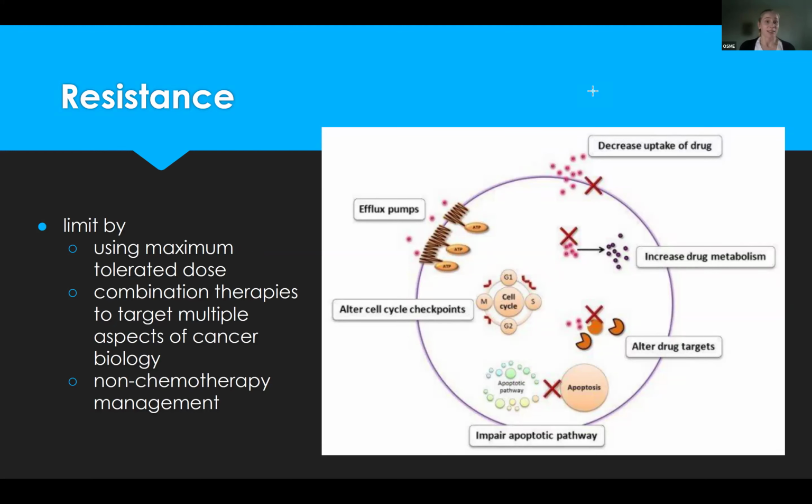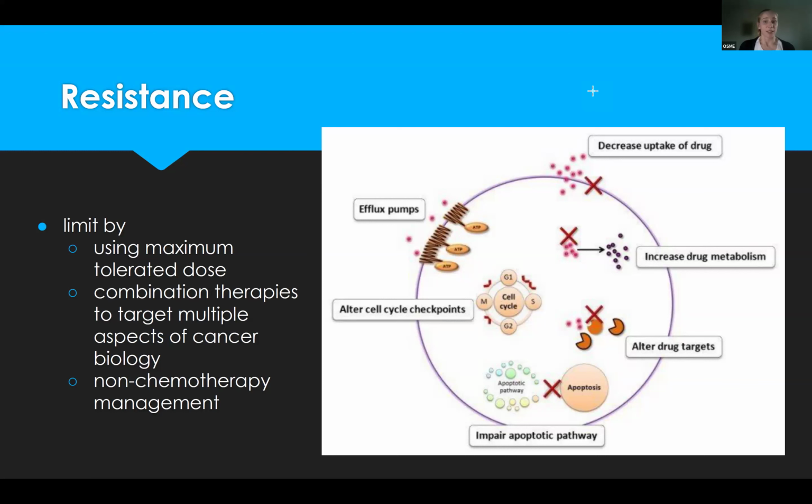However, sometimes resistance can develop against chemotherapy through a variety of pathways. It's slightly similar to what you may have seen in some of the bacteria talks, and resistance to antibiotics. In a slightly similar way, resistance can develop against chemotherapy. It can be via efflux pumps. It can be via decreased uptake of the drug. The drug targets can be altered.